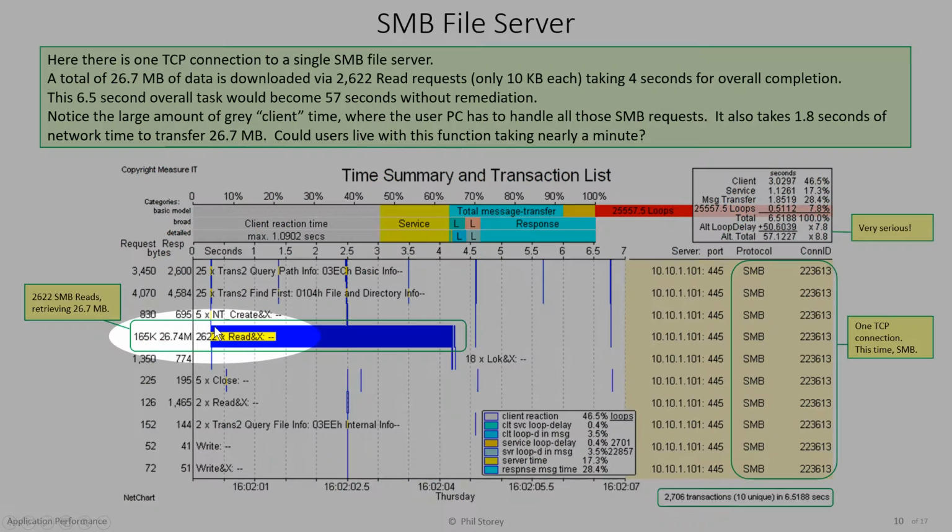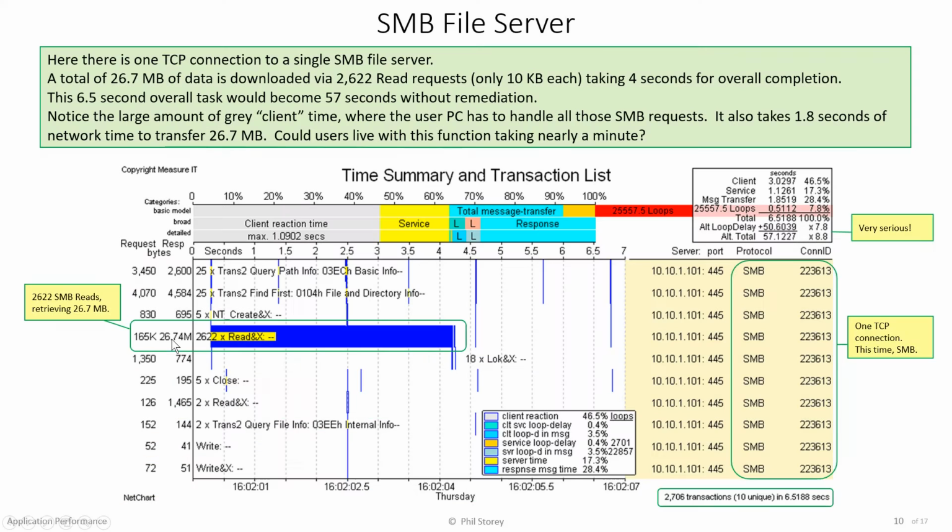This one is very similar, except this is 2600 SMB reads returning 26 meg. So it's returning about 10K per read, and it's doing 2600 of them. As before, there's a lot of client time in this, but in this case we can see the client time. It's this white space here where nothing was happening.